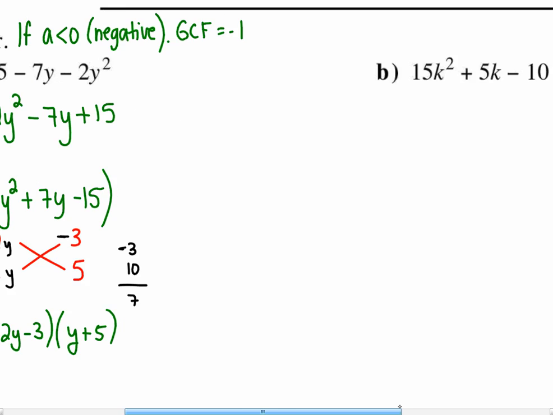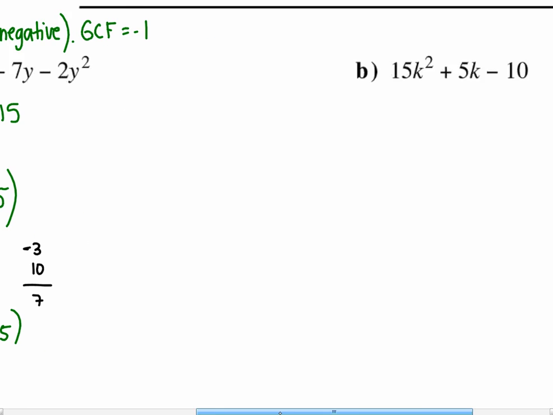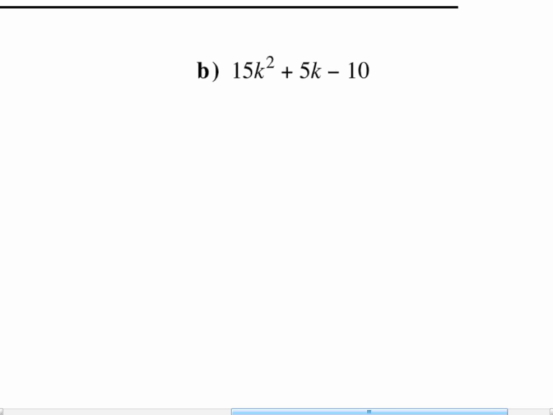Okay. This guy, does he have a GCF? Yeah, we can divide them all by 5, and we're left with 3k squared plus just k minus 2. Okay, so go ahead and factor that. Not many options here.